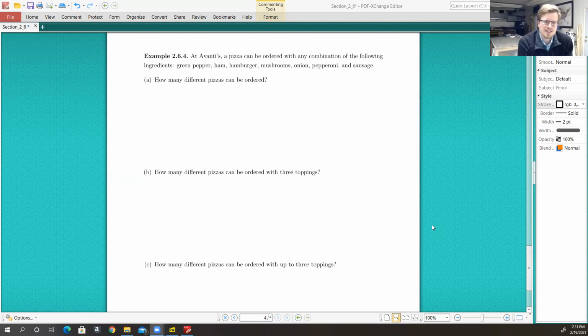So at Avanti's, a pizza can be ordered with any combination of the following ingredients. Combination, man, sounds familiar. I think I said that word a little while ago in a previous video. At Avanti's, a pizza can be ordered with any combination of the ingredients: green pepper, ham, hamburger, mushrooms, onion, pepperoni, and sausage. All right, how many different pizzas can be ordered?